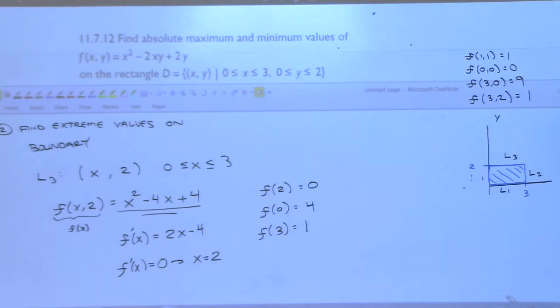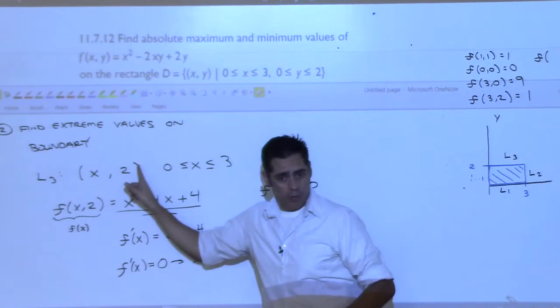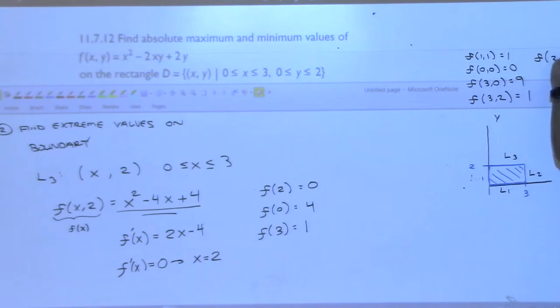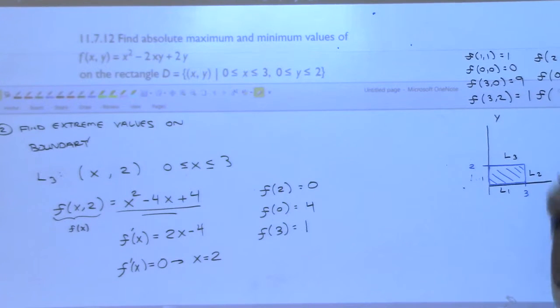So I've got more on my list, don't I? I've got f of, so this first one means 2, 2, right? 2, 2 is 0. F of 0, 2 is 4. And then f of, well, 3, 2 we already had. It's somewhat exhausting at this point. Last line, L4.